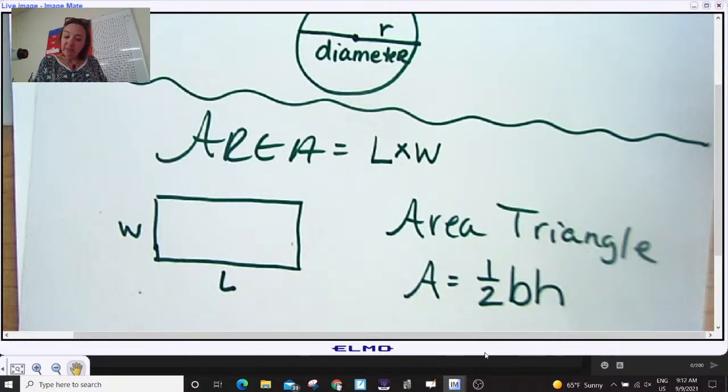Anything else I'm missing? Perimeter, area, circumference. All right.